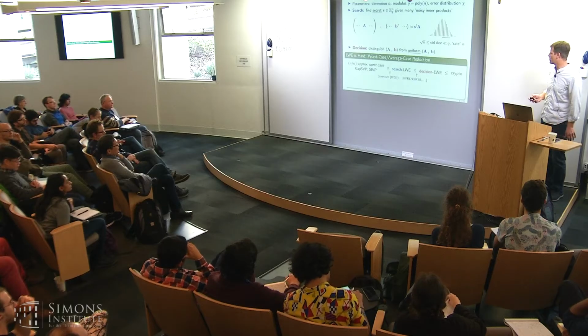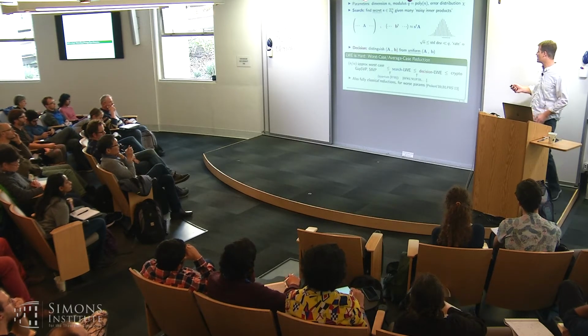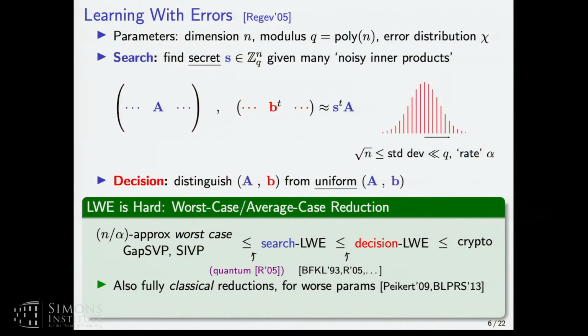It's not the entire picture. There's some alternatives here. So there is also a fully classical reduction from the worst case lattice problem to search LWE. It works for worse parameters and only works for gap SVP. We'll talk about that in the third part of the talk. But it does remove quantum from the picture, albeit to a limited degree.